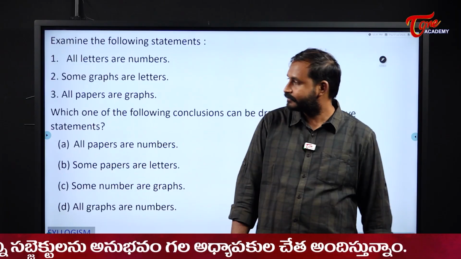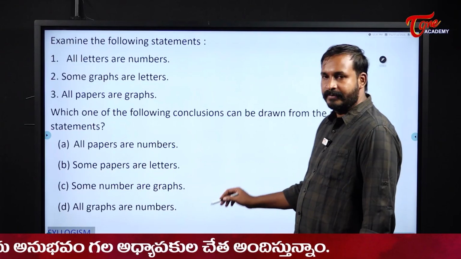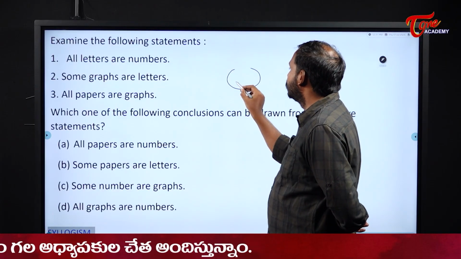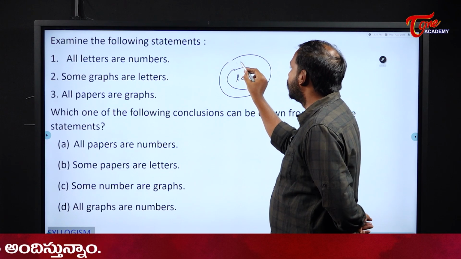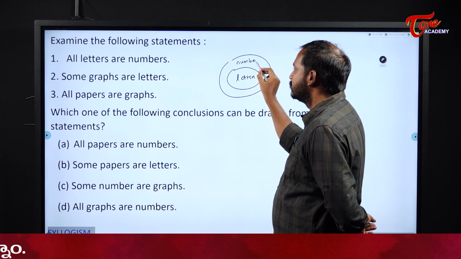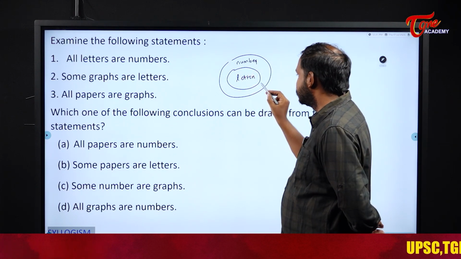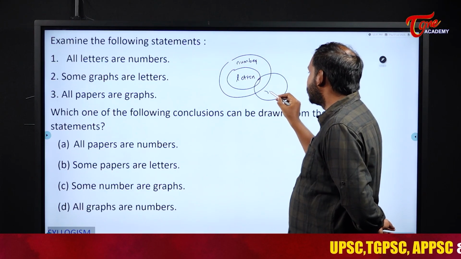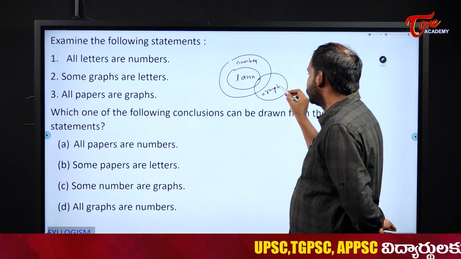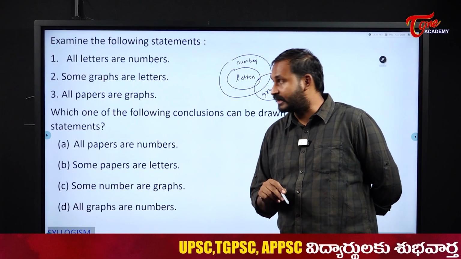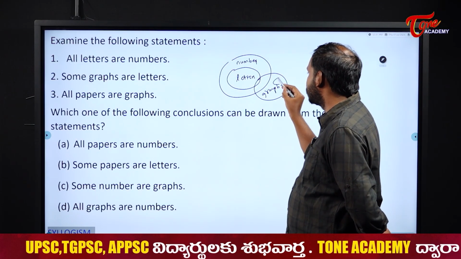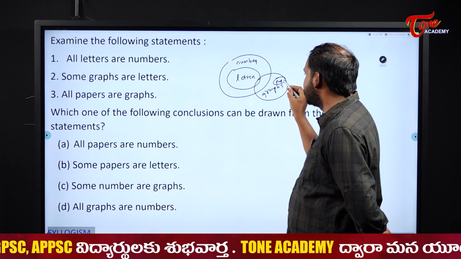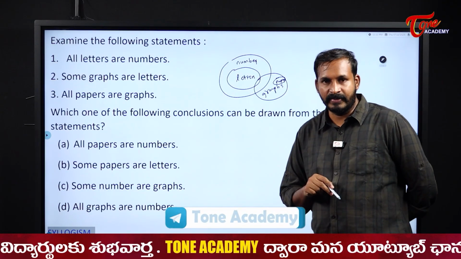Next one. All letters are numbers. Some graphs are letters. So definitely I should intersect graphs with letters. Next, all papers are graphs. I should draw papers inside graphs.